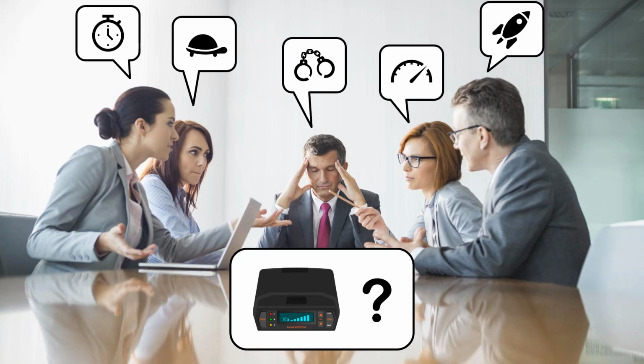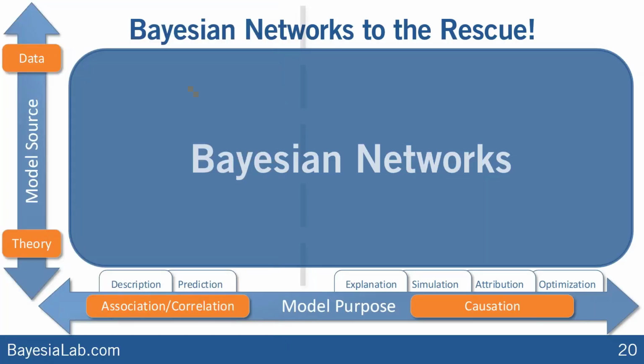Ultimately, the boss decides what needs to be done. But you can see how this could be quite an unsatisfactory situation, because you just have opinions clashing with each other. It's really very difficult to bring all those considerations into the same framework. That's where Bayesian networks come in.